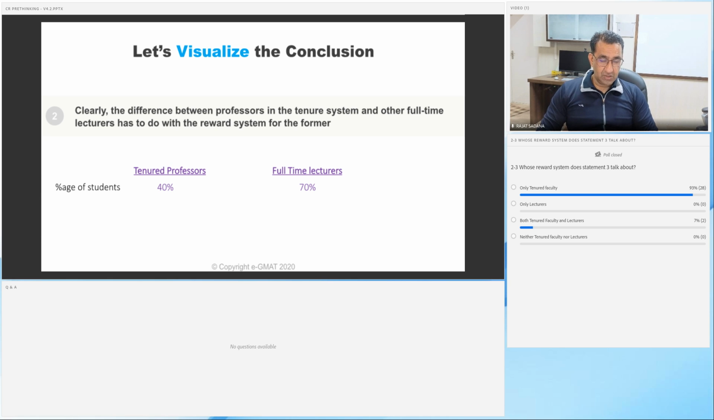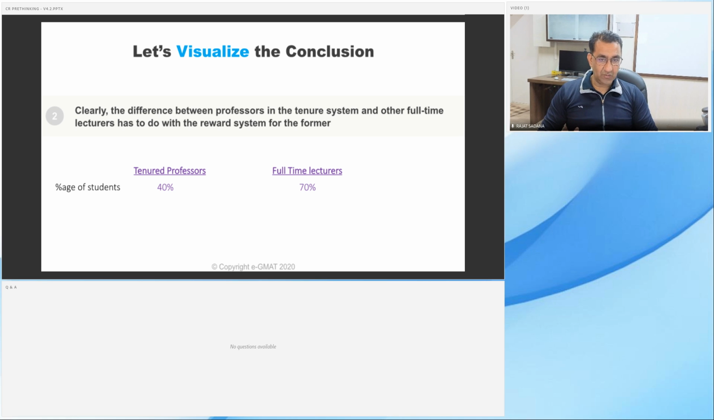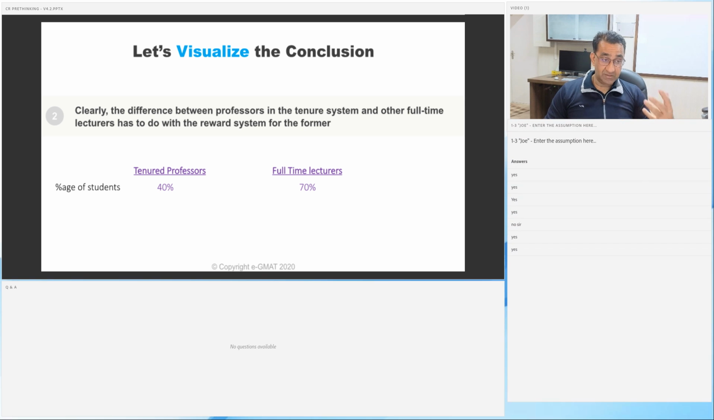Okay, so let's visualize the conclusion. With that, we know just the statements by themselves. The conclusion says the reason why there's a difference in the performance of these two entities, professors and lecturers, is because of the reward system. So let's say tenured professors have improved the performance of 40% of all students. Full-time lecturers do that for 70%. The reason for this delta is the reward system for tenured professors. We actually have no idea about the reward system for full-time lecturers.